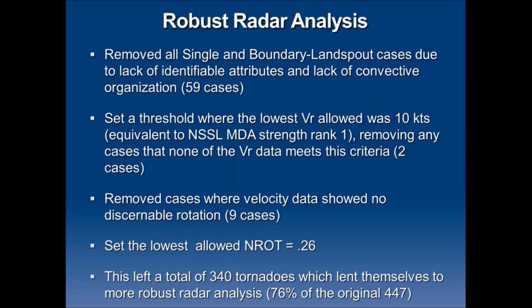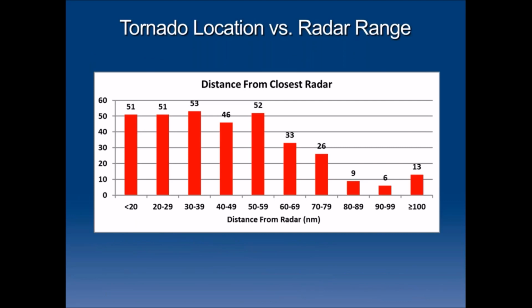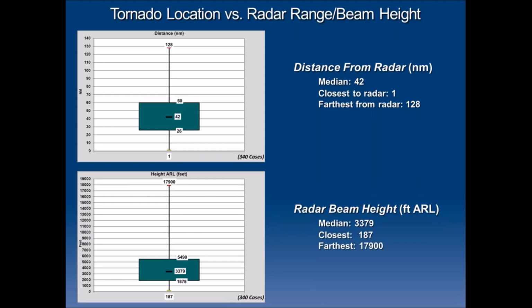So this left a total of 340 cases, which lent themselves to more robust radar analysis. Roughly 3/4 of the original 447, so we could do some more robust statistics. If we look at the tornado location versus radar range, what we found was roughly 3/4 of them were inside 60 nautical miles. The median distance from the radar was 42 nautical miles, and the median radar beam height, the center of the radar beam feet above radar level, was just over 3,000 feet.